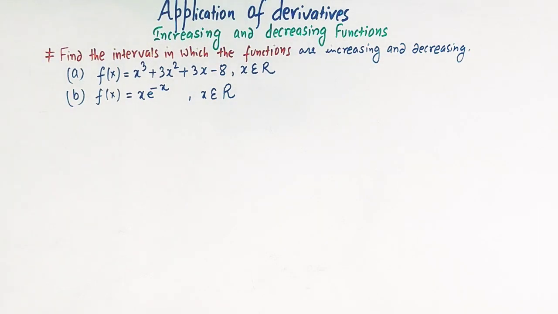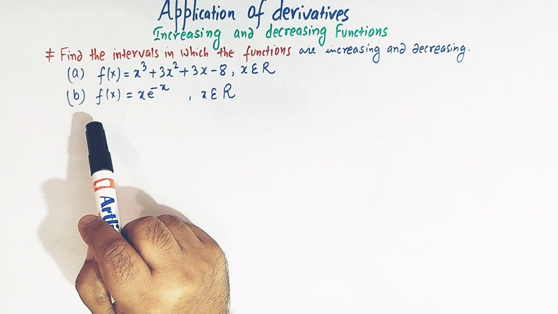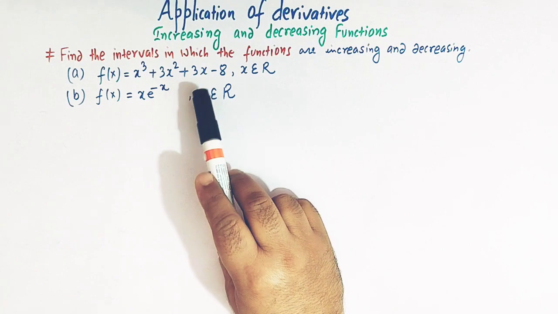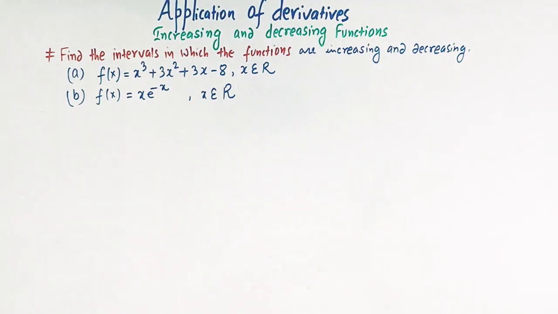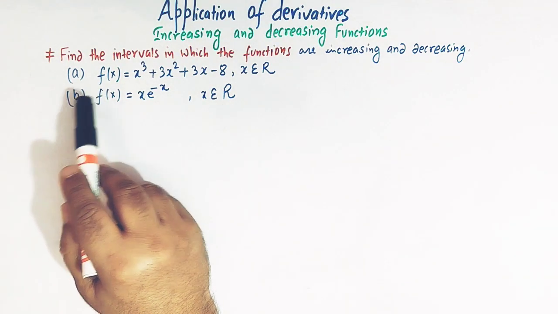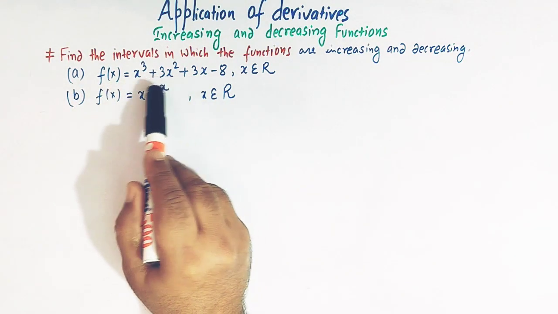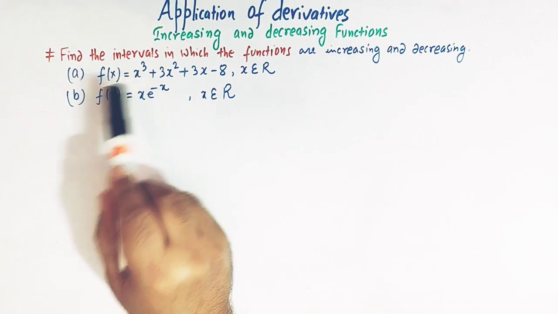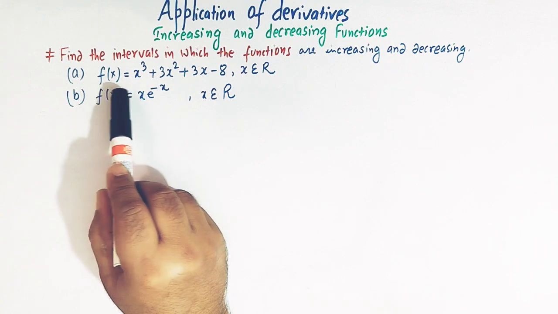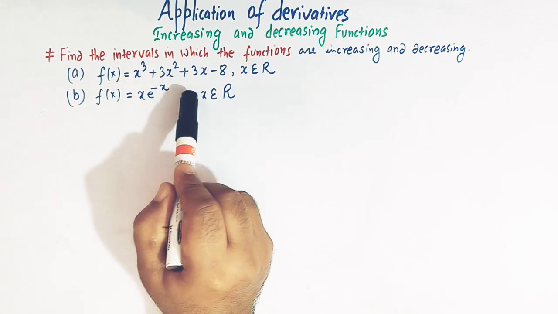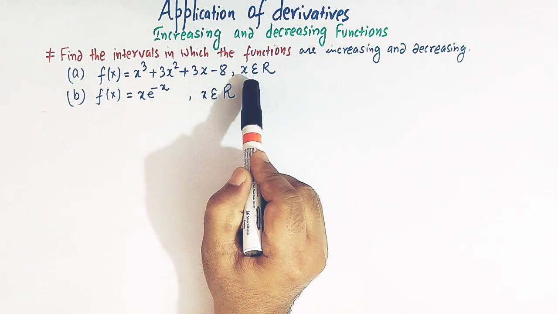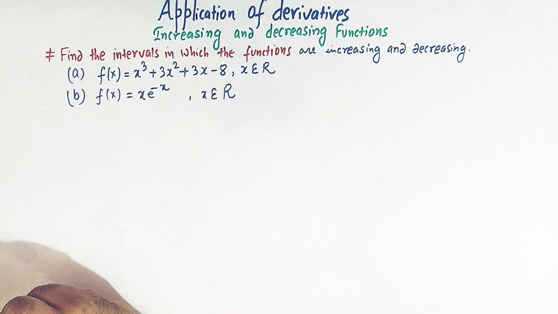So here we are given two functions, and we have to find the intervals in which these two functions are increasing and decreasing. The first function is a polynomial function, which is a cubic polynomial of degree 3. So here f of x is x cube plus 3x square plus 3x minus 8, and the domain is x belonging to the set of real numbers.